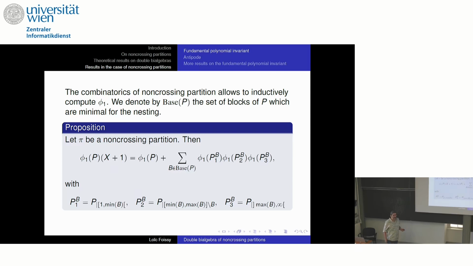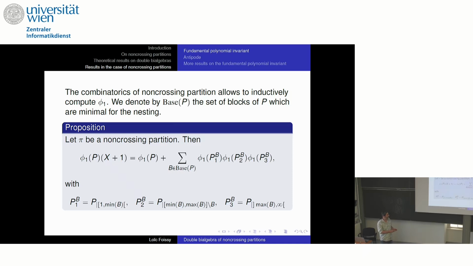The base of P are the elements which are the lower elements for the nesting relation, which are at the bottom of the non-crossing partition. You choose an element of the base, you delete it, and your non-crossing partition falls into 3 parts. What is on the left of your element B, what is on the right, and what is up B: P1B, P2B, P3B. And this gives you a way to iteratively compute these elements.